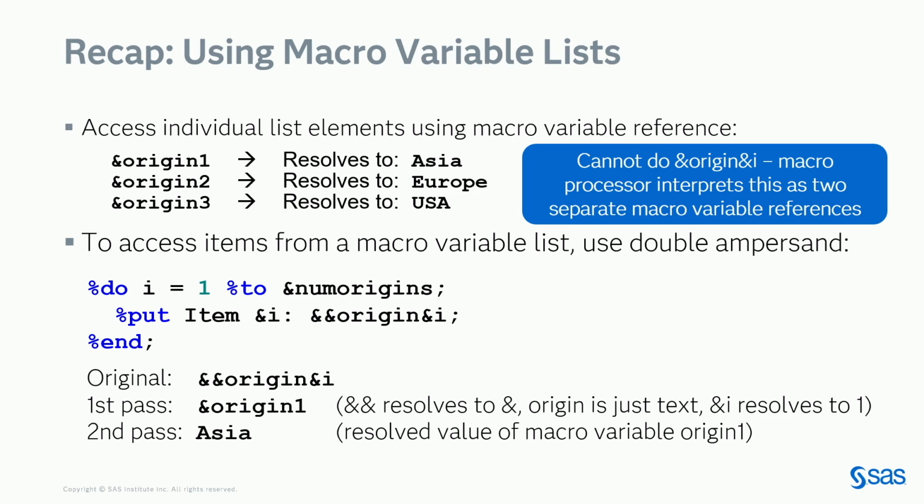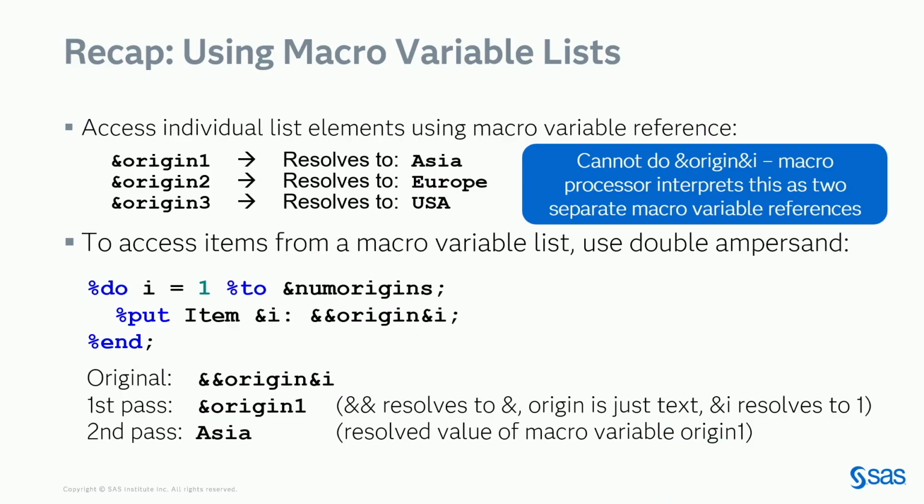But remember earlier, I mentioned that macro processing is iterative. So when this comes out of the macro processor, &origin1, hey, that's another macro variable reference. So it makes a second pass, and now it resolves that to Asia. So the first time through the do loop, when I is 1, &origin&I resolves to Asia. But the second time through, it will resolve to Europe. The third time through, it will resolve to USA.